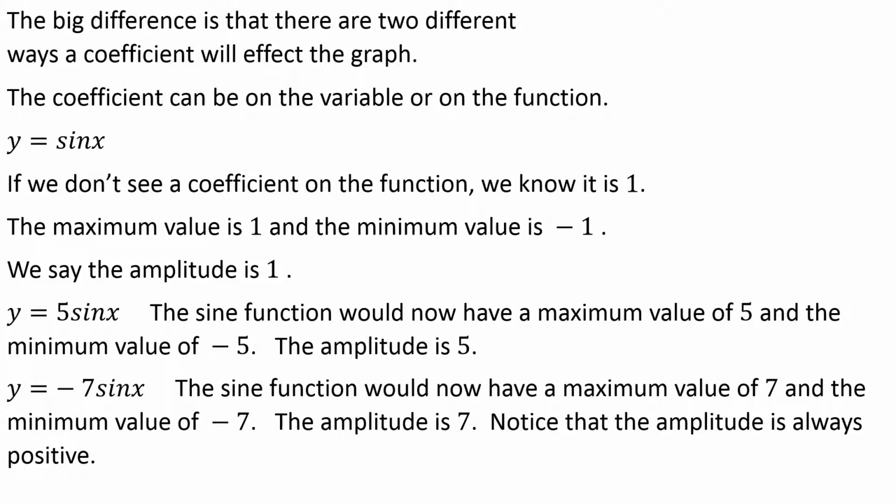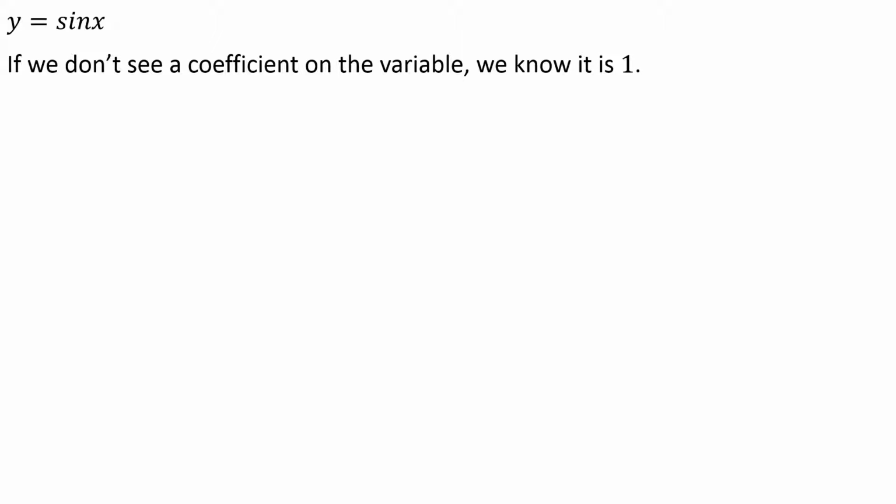Same thing, if it's going between +5 and -5, yeah, I understand that the total distance from the maximum to the minimum might appear to be 10, and it is 10, but we'd say the amplitude's 5, because we're going 5 above the average value to the maximum. We go 5 below the average value to hit the minimum. Now, if I don't see a coefficient on the variable, I know it's 1. And the period, therefore, is going to be 2 pi.